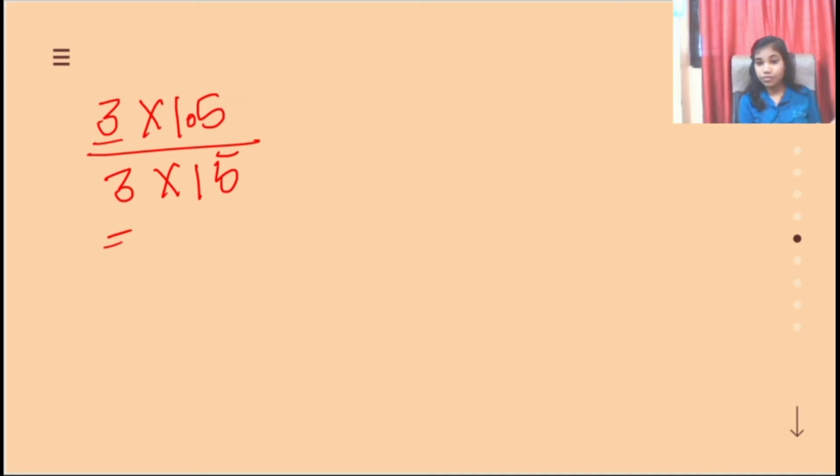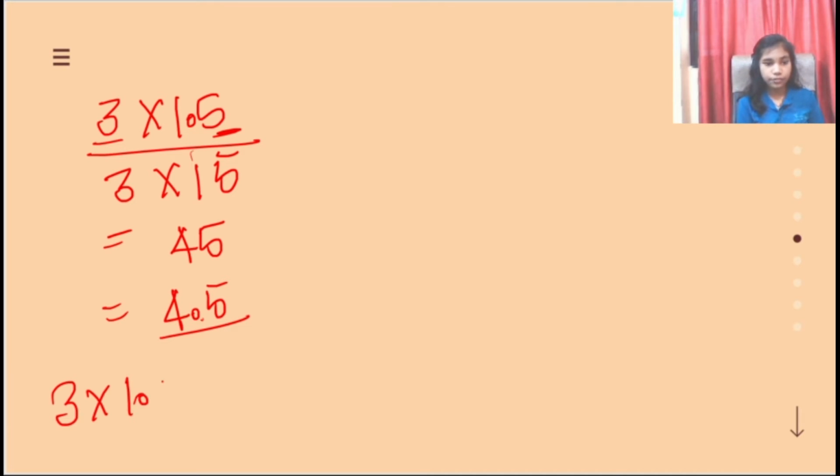So now 15 threes are 45, right? Now 1.5 has only one digit after the decimal point, right? How many digits does it have? Only one digit, right? So the product also will have the same. So we'll have 4.5. Why have I put the point in between 4 and 5? Because in the question only one number is after the decimal point, so in the answer also there should be only one. Therefore mark the decimal point between 4 and 5, right? So this was the correct answer. So your final conclusion is 3 into 1.5 equals 4.5.